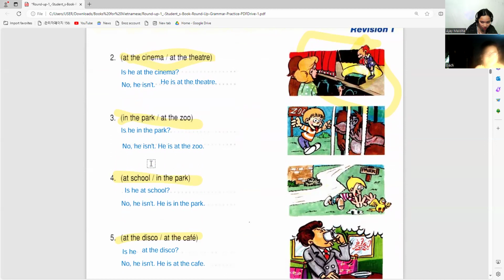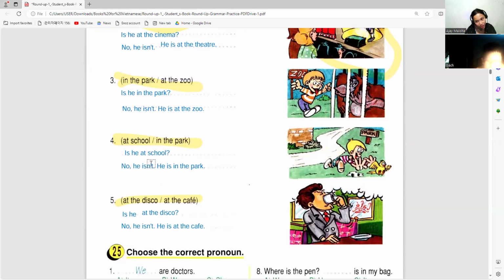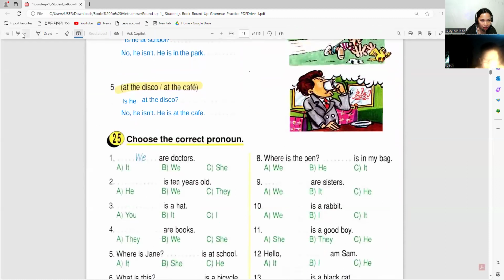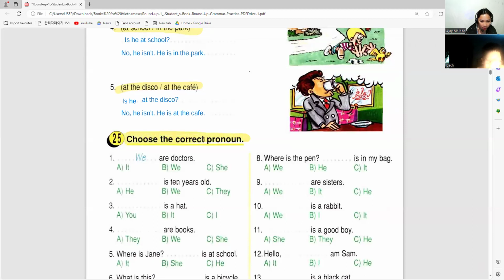No questions. Okay. Oh, Wangbak, you are not answering. Why? Okay, next activity. Choose the correct pronoun.